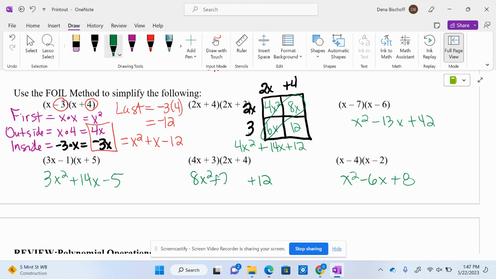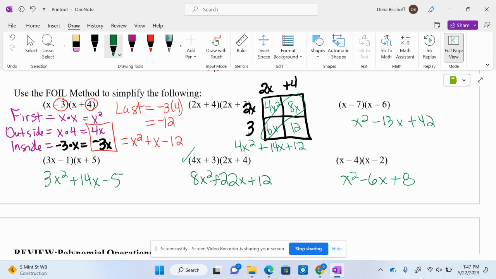Yeah, that's all right. That's because I have years of practice. I'm going to throw them up there anyway, because you only had to do one of them. There you go. So x squared minus 13x plus 42, 3x squared plus 14x minus 5, 16 and 6 is 22. 8x squared plus 22x plus 12, and x squared minus 6x plus 8.